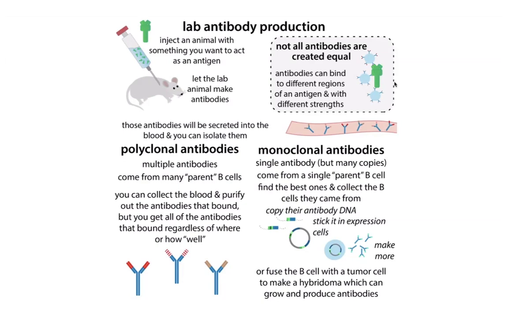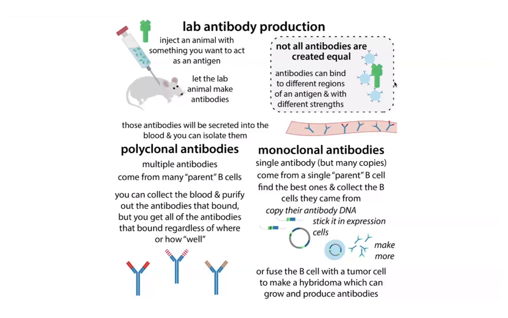in the lab. The classic strategy is that you inject an animal with something that you want to act as an antigen. So remember, our antigen is the thing that the antibody binds. And then that lab animal is going to make antibodies. Now, just like when you make antibodies in your body, some of them are going to be pretty bad and some of them are going to be pretty good. And so basically, your job is to isolate those really good ones if you can, or if you can't, you can just isolate all of them that bind.